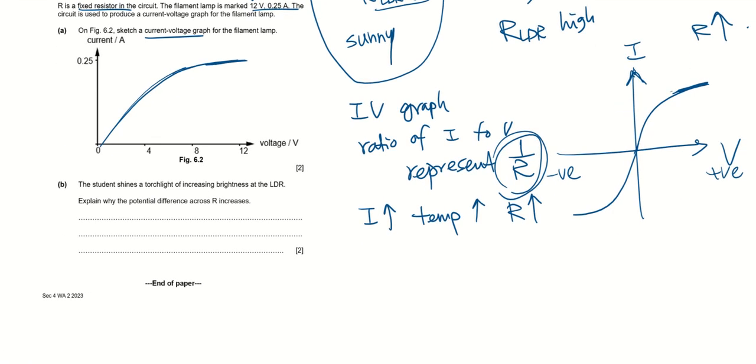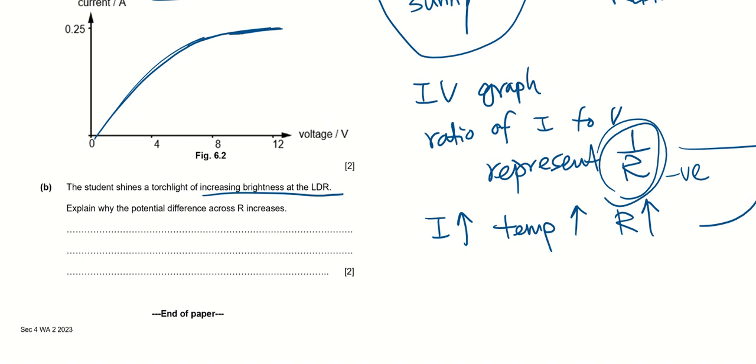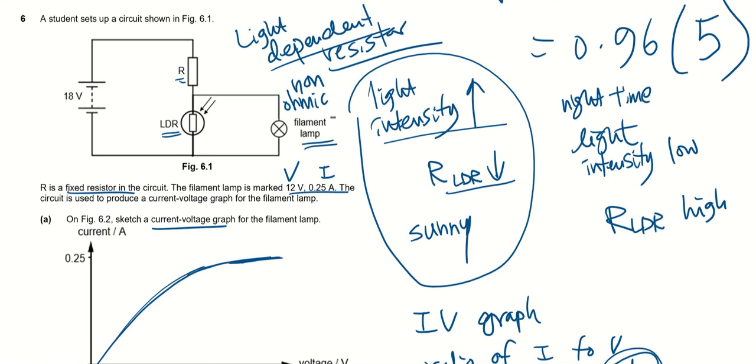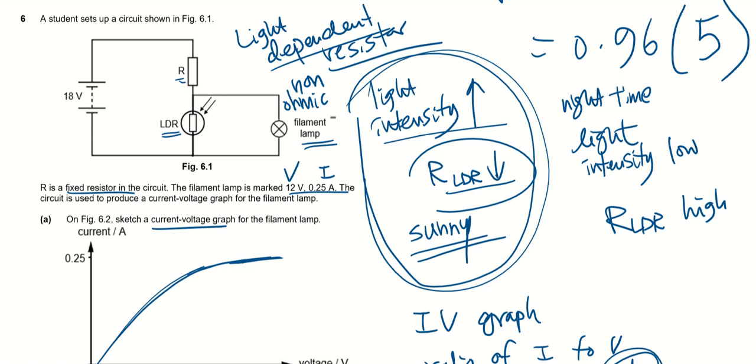Next, the student shines a torchlight of increasing brightness at the LDR. Explain why the potential difference across R increases. Let's look at this. Now we have more light on the LDR. And as explained just now, when it is sunny, when there's more light on the LDR, the resistance will decrease. The resistance of the LDR decreases when there is more light shining on it. And because R and LDR are connected in series, this one actually uses your potential divider rule, or I can try to explain using effective resistance.